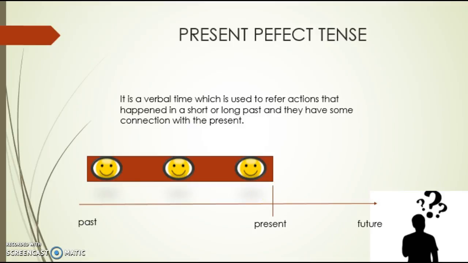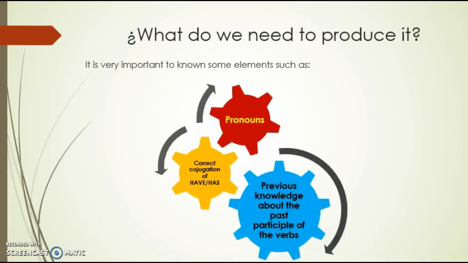To compose the present perfect tense, two elements are necessary: the appropriate form of the auxiliary verb to have, plus the past participle of the main verb. So we have to be clear about these two components, and we are going to look at them in the next slide. Okay, so let's go.